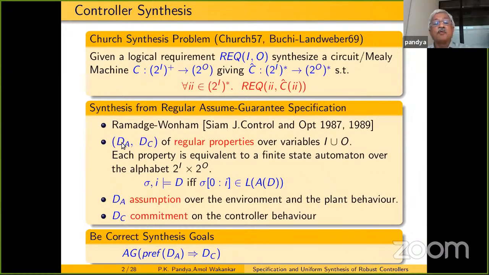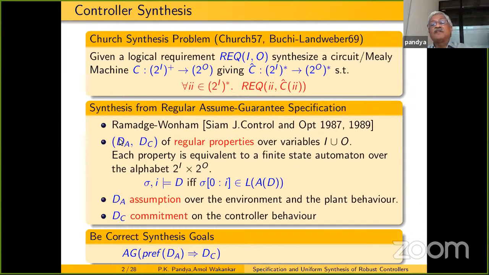So suppose we have two properties, DA and DC, which are regular. What do we mean by these properties being regular? Well, basically they are equivalent to a finite state automata. So these properties basically correspond to something called a monitor automaton, which will monitor the behavior of the input wires and the output wires at each clock cycle. And basically they will say whether the behavior seen so far meets the property or not.